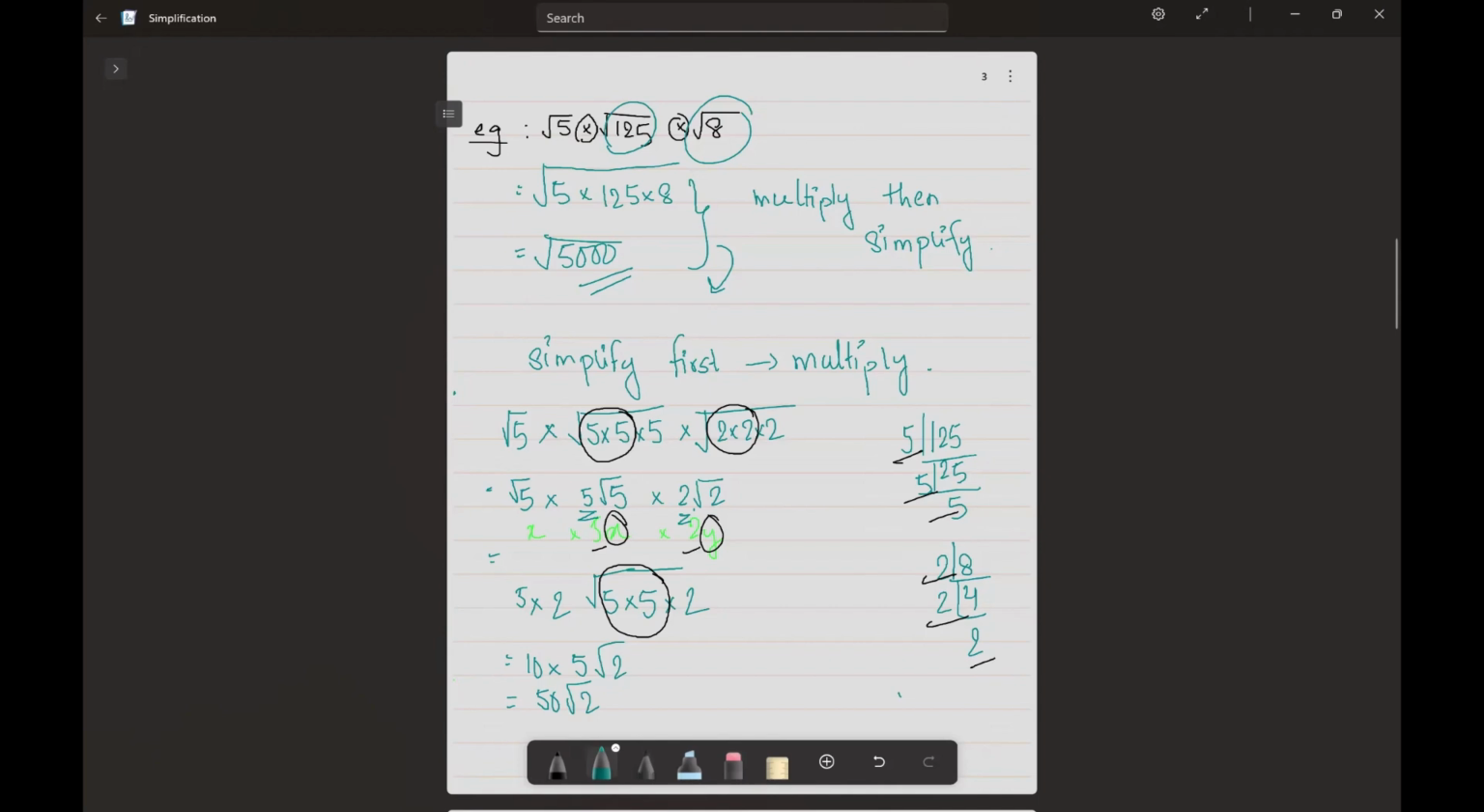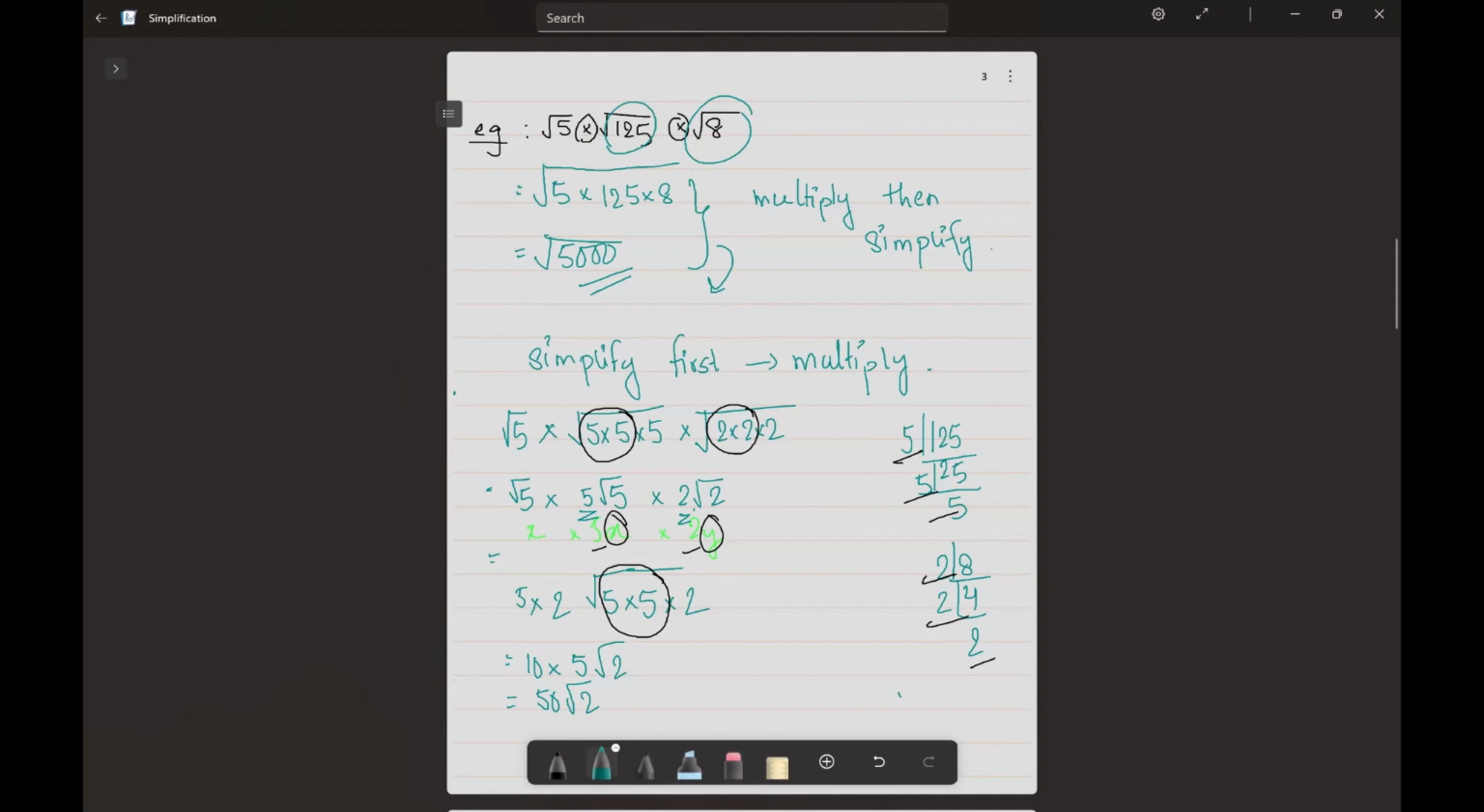So in the second one, we have factorized the numbers first and then simplified. And then what we are doing here is we are multiplying the numbers outside the root, and we are multiplying the numbers inside the root. We multiply the numbers outside the root and the numbers inside the root separately. So we have 5 and 2 in here, we multiply them, and then the numbers inside the root, which were 5, 5 and 2, we multiplied them inside the root.